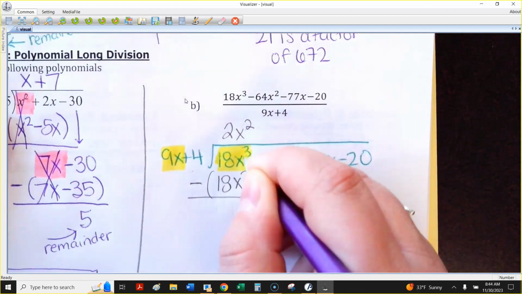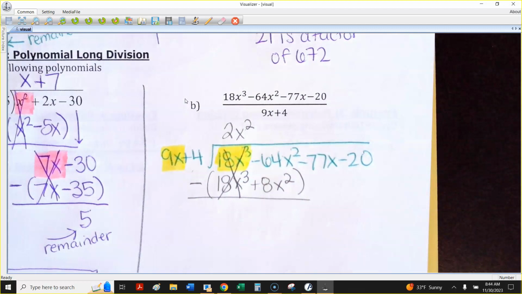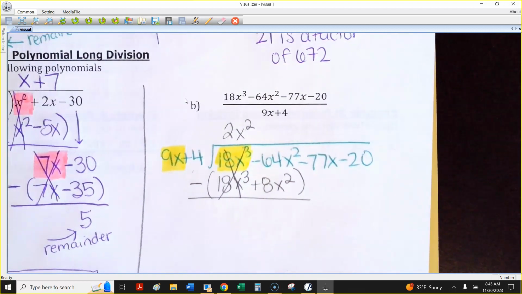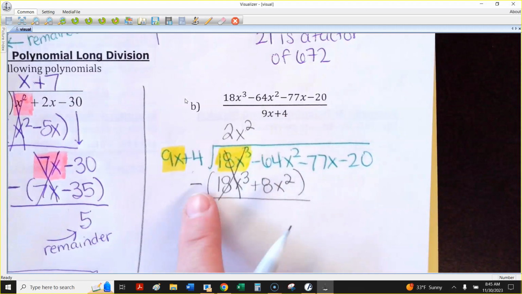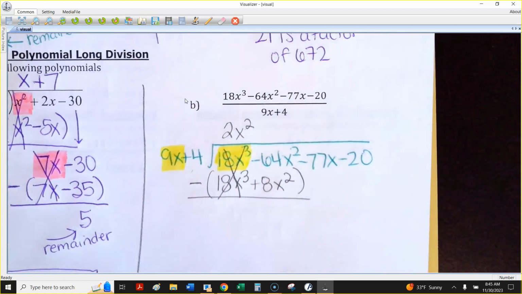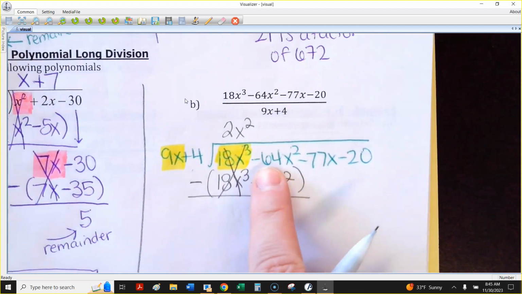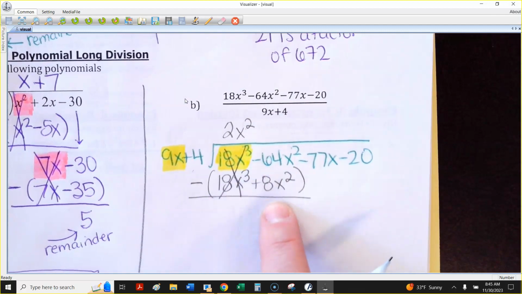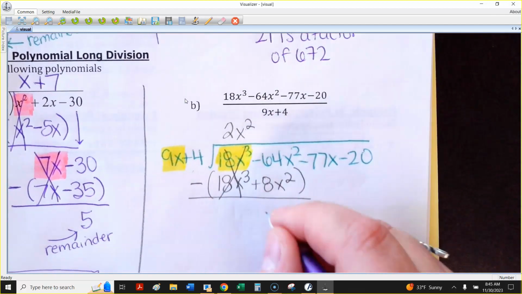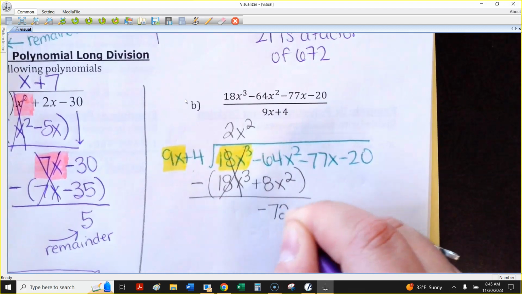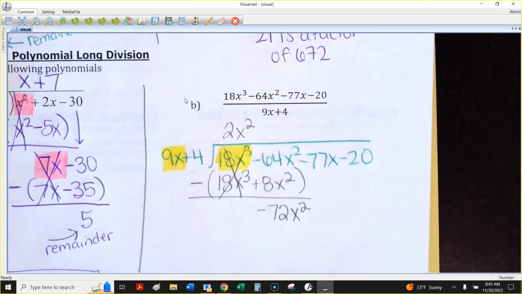This first term, 18 minus 18, that just goes away. Now, this is negative 64 here, minus a positive. Minus a positive is really just subtraction. So this is negative 64 minus 8. So you're going to get more negative here. This should be negative 72x squared. And if you want, feel free to use your calculator, but that would be negative 64 minus 8. So I'm going to get negative 72, and then the x squared with it.